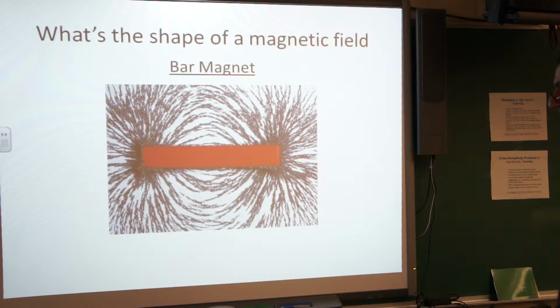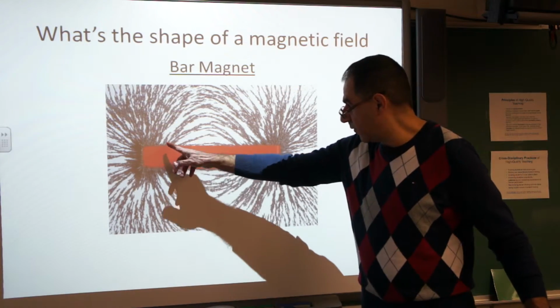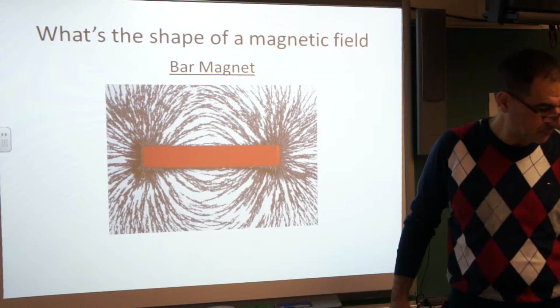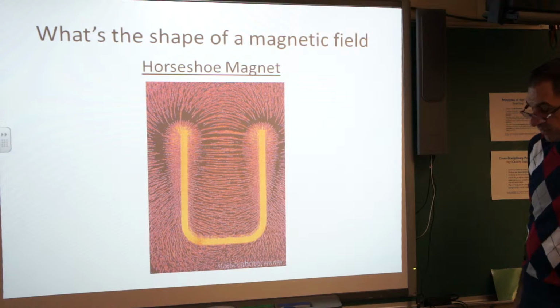What is the shape of a magnetic field? This is a bar magnet, and the magnetic field usually goes from north to south of the magnet, from north to south. This is the shape of a magnetic field in a horseshoe magnet.